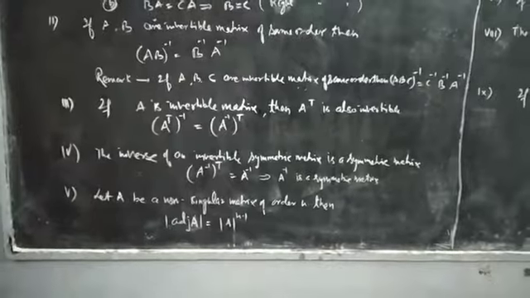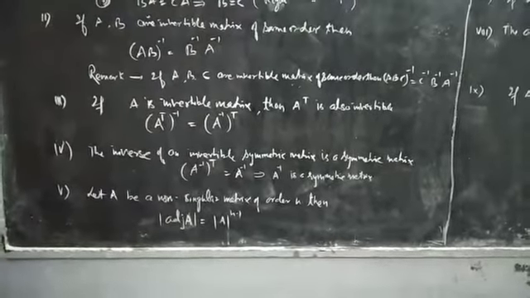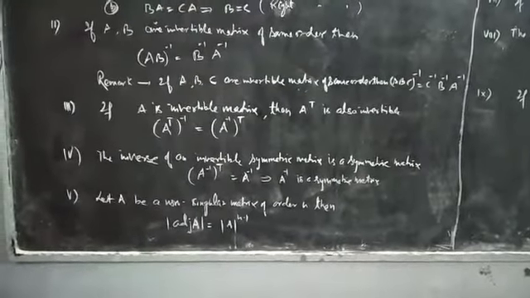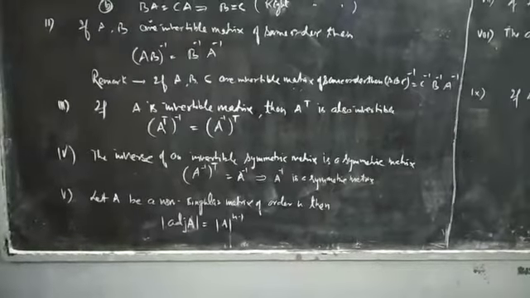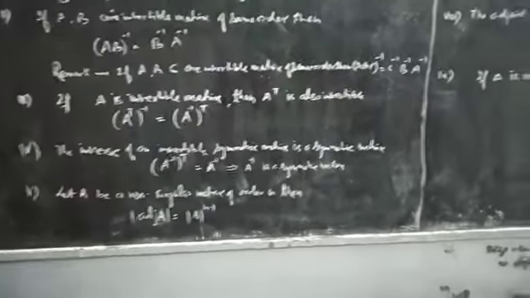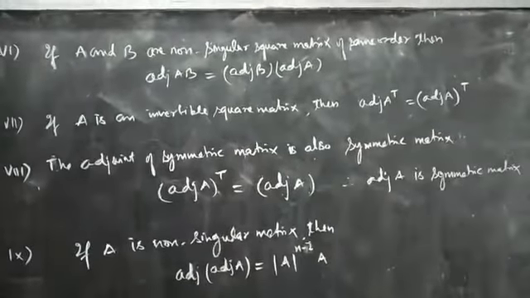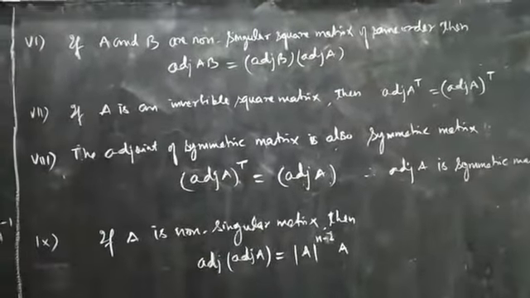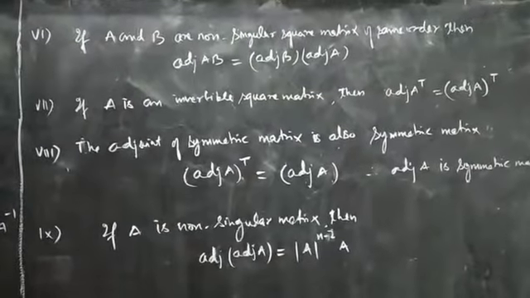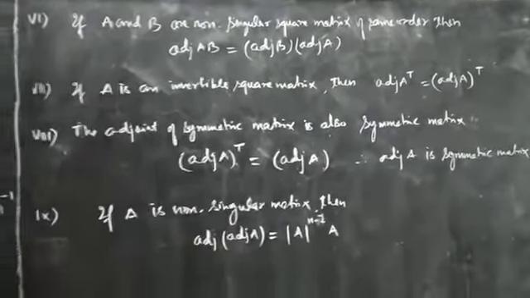Fifth, let A be a non-singular matrix of order n, then determinant of adjoint A is equal to determinant of A power n minus 1. Sixth, if A and B are non-singular matrices of the same order, then adjoint of AB is equal to adjoint of B into adjoint of A.